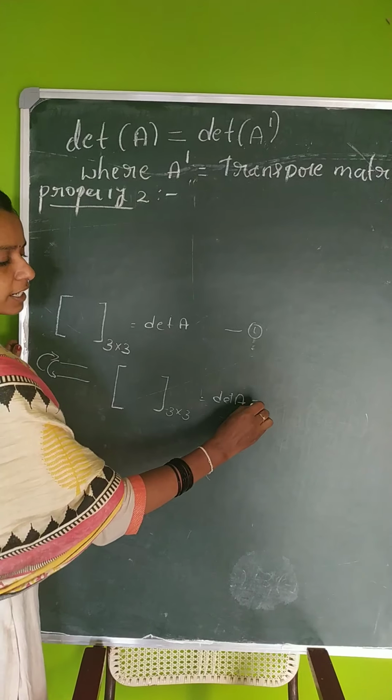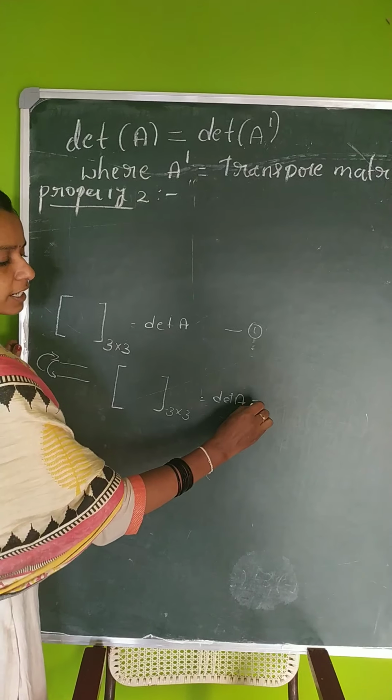Okay, we consider one 3 cross 3 matrix and find the determinant. There you will get some value; take it as some positive value. Next, you interchange any two rows or any two columns and find the determinant of that. You will get the same value as the previous one, but the sign will be changed. Okay, just look into that.